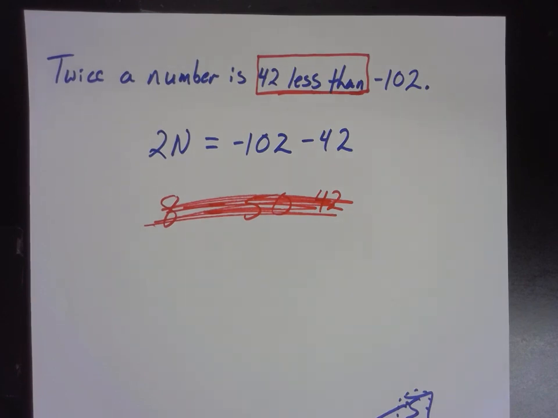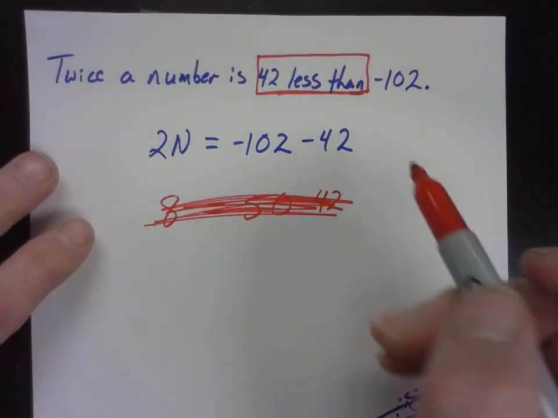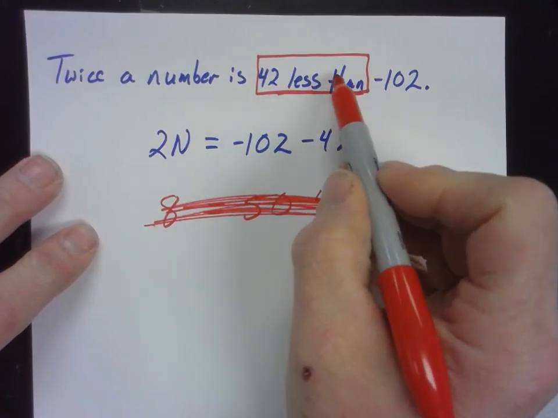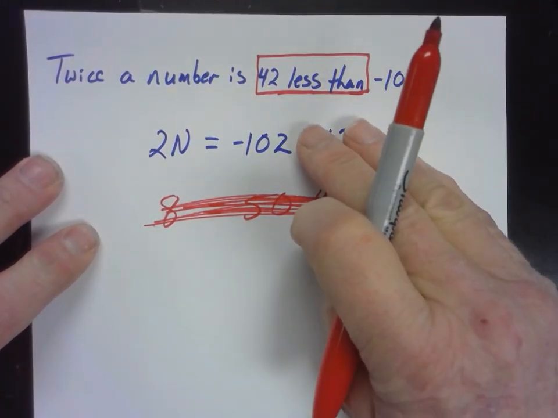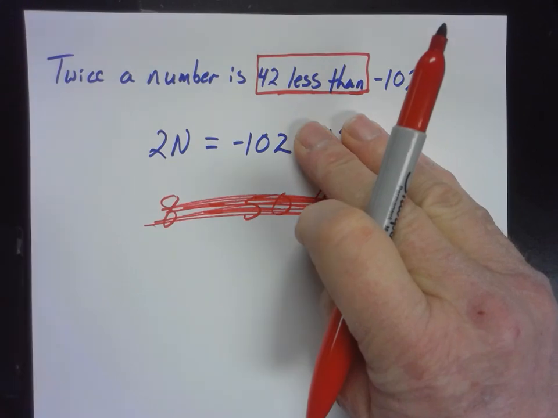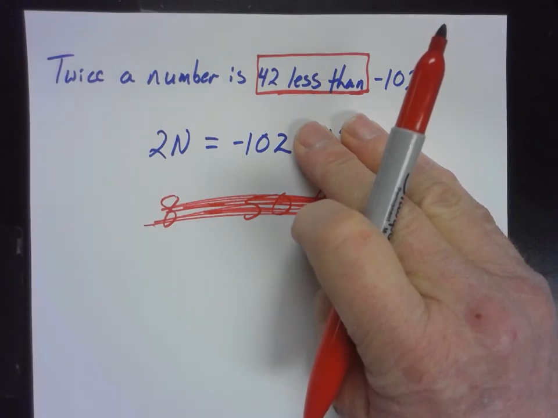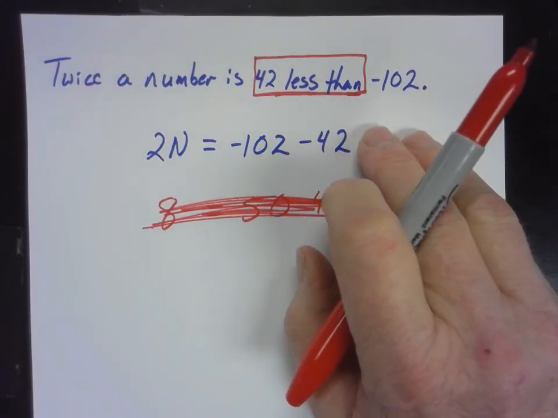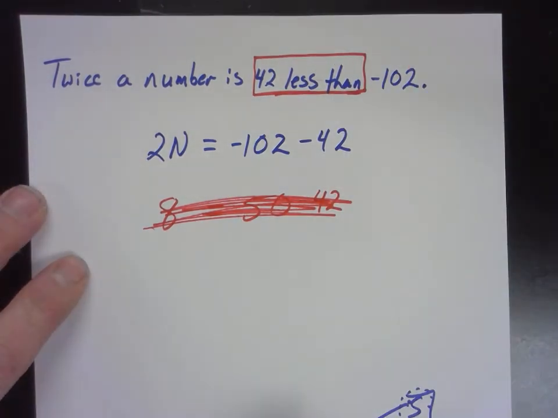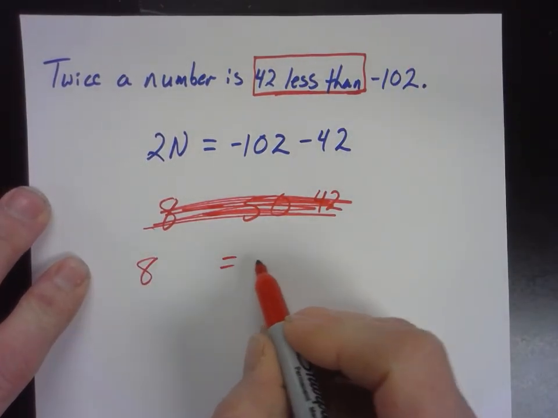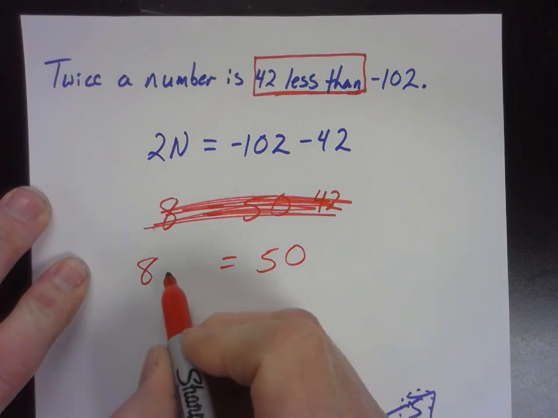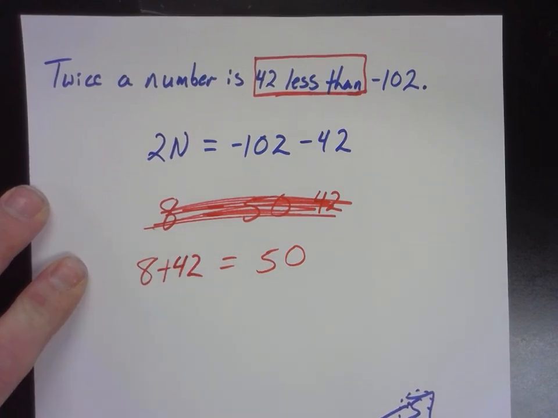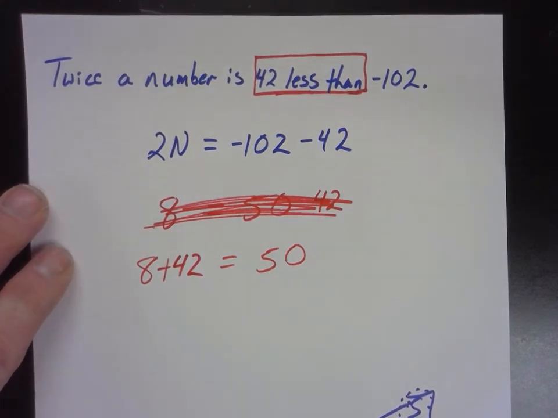Okay, so let's talk about this again. What did I do? I ignored the less than part, right? I wrote down this, even though I know it's not true, and then I made it true. Now, let's talk about this. Could I also add 42 to this side? Would that work as well? That made it true too, didn't it? Okay.